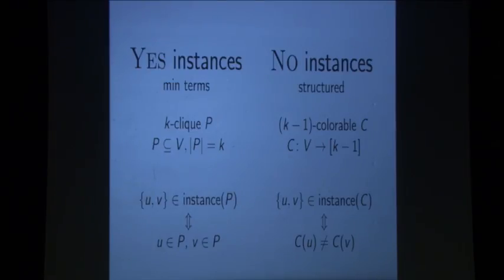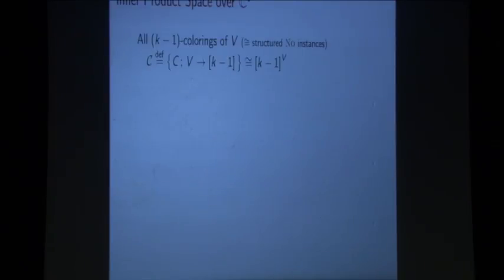Oh, I see. Okay. Here's how we analyze this formally. We will be considering k minus 1 colorings of vertices. And we will consider the following space, script C. Script C is a collection of all such colorings. Each coloring is a k minus 1 coloring on the vertices. It maps vertices to k minus 1 colors. So this space, the collection of all such colorings, can be identified with k minus 1 to the V.